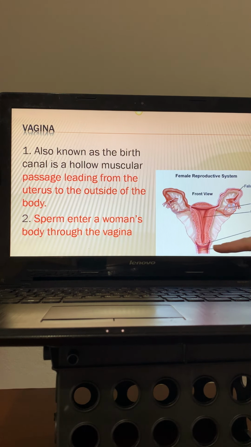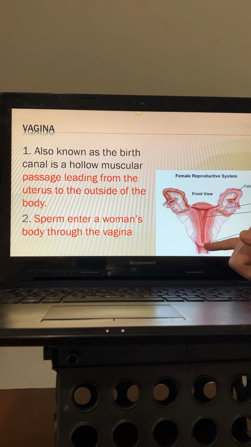So after the cervix, we have the vagina or the vaginal canal. It's a passageway that leads from the uterus to the outside of the body. And that's also how sperm enter a woman's body, is through the vagina. So the vagina on average is about 3 to 6 inches in length if a woman is not sexually aroused. If a woman is sexually aroused, then it is a muscular canal, so the vagina can expand and it can contract. So if she's sexually aroused, if she's having a baby, that vagina can expand in size and it can contract.